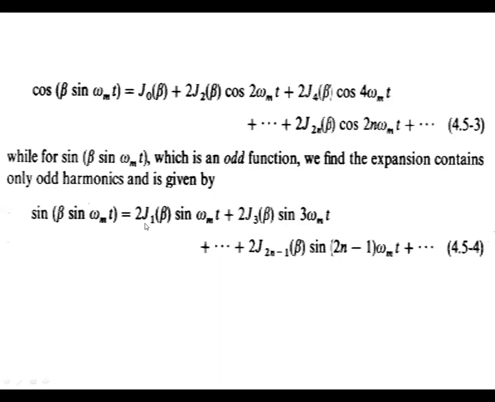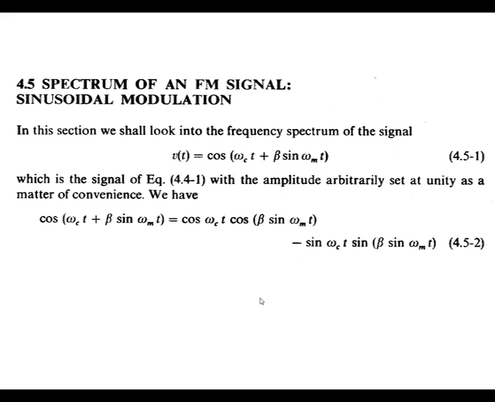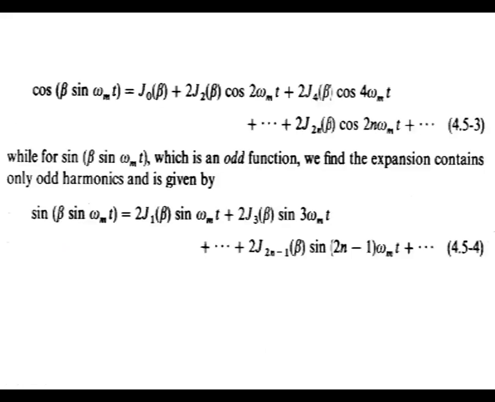Along with the J term, 2 J1 beta sin omega m of t and 2 J3 beta sin omega m of t. Likewise, there are a number of odd harmonics. So the third equation has even harmonics, the fourth equation has odd harmonics. So even harmonics, odd harmonics, along with the second equation in this frequency modulated mathematical equation. So there is a carrier term, and even and odd harmonics are there.